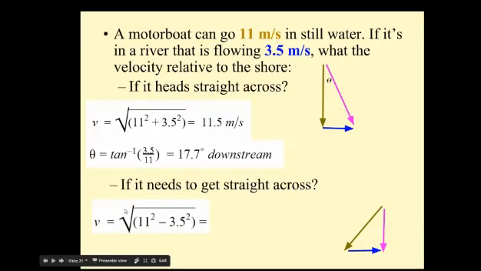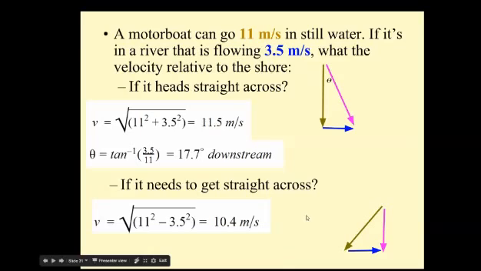Well, let's calculate it. Now we're going to take the 11, which is the hypotenuse, and subtract the 3.5 in the Pythagorean theorem to calculate, and of course it's going to be smaller than the hypotenuse, so it's only going to be 10.4 meters per second.